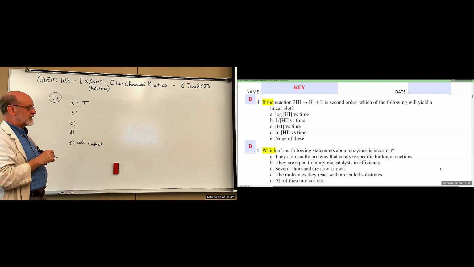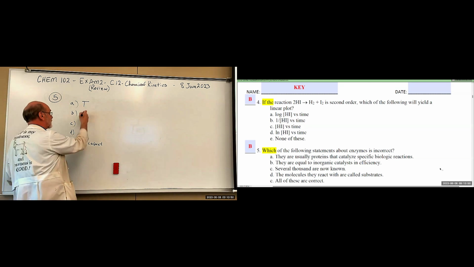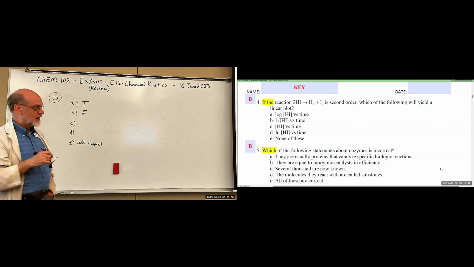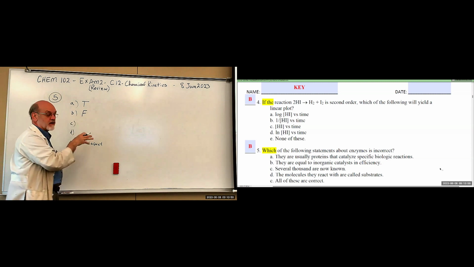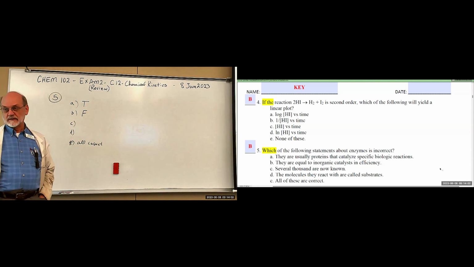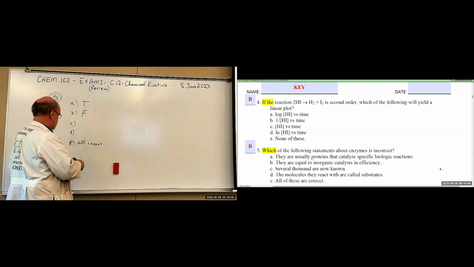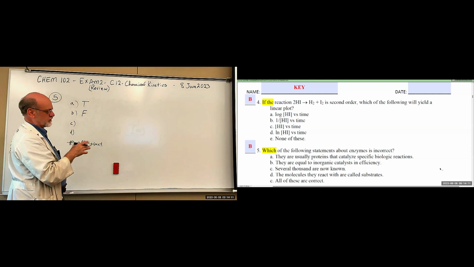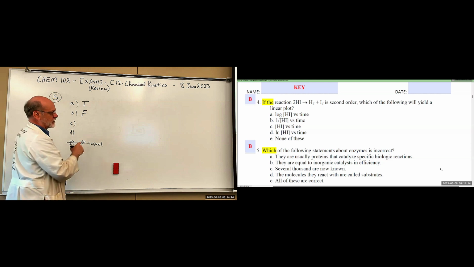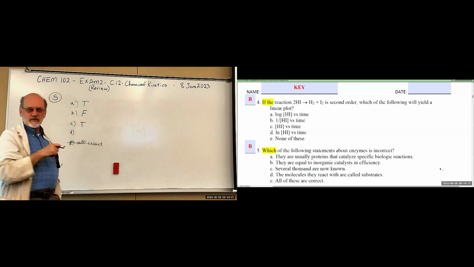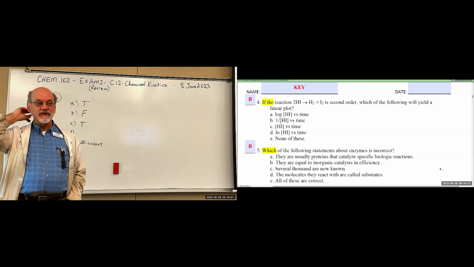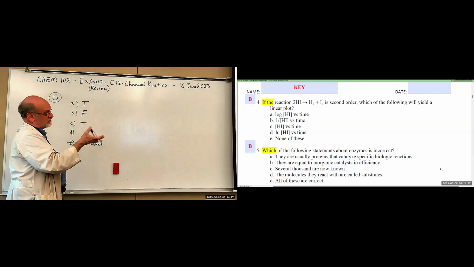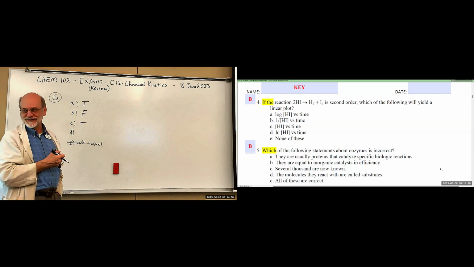They're equal to inorganic catalysts in efficiency. That's false. Inorganic catalysts are very inefficient. Enzymes are very efficient, extremely so. So we know that E is not correct. And we found one that's false. Let's just for giggles, several thousand are known. At the time this question was created, that's true. But there are probably tens of thousands by now.